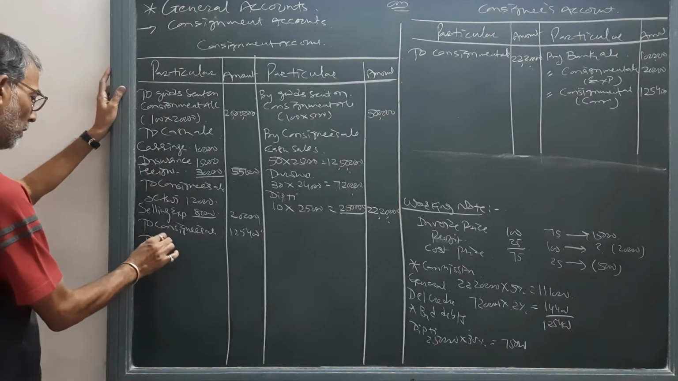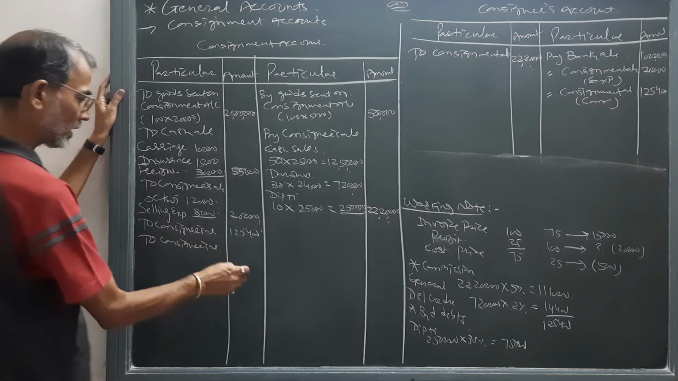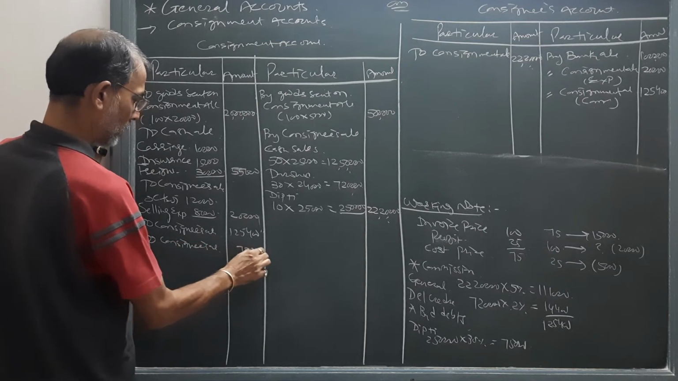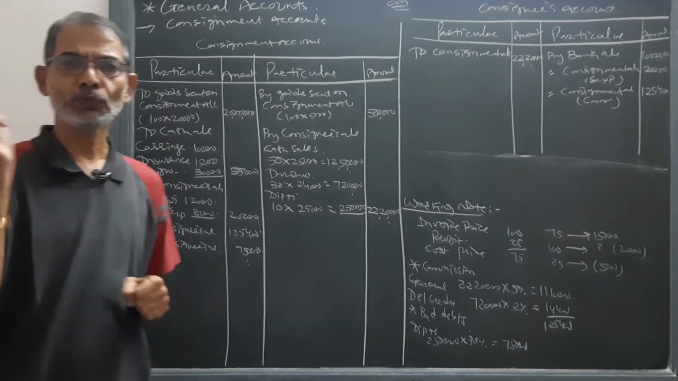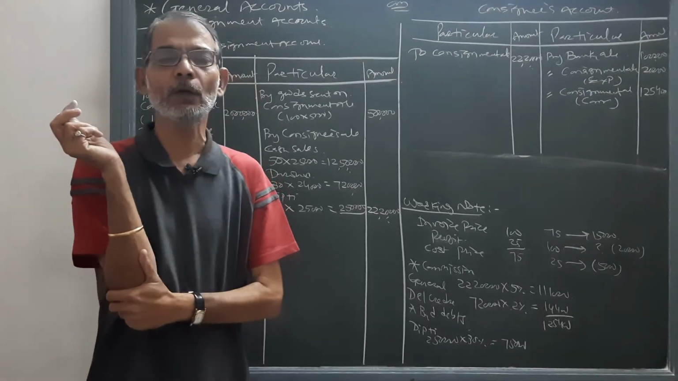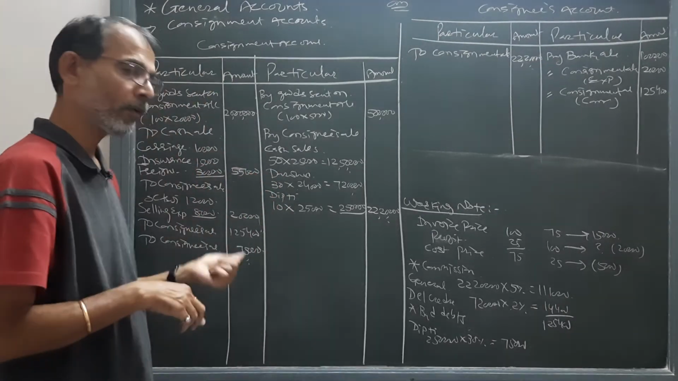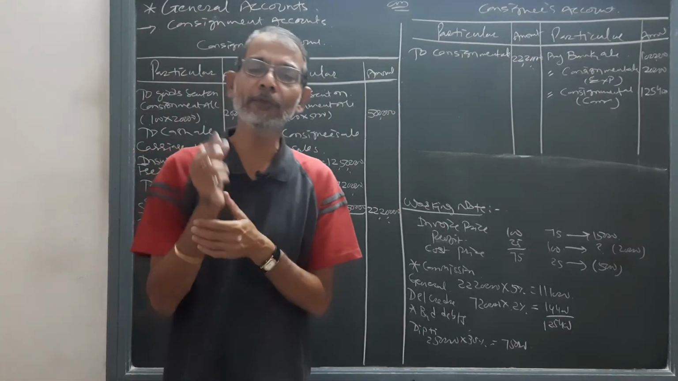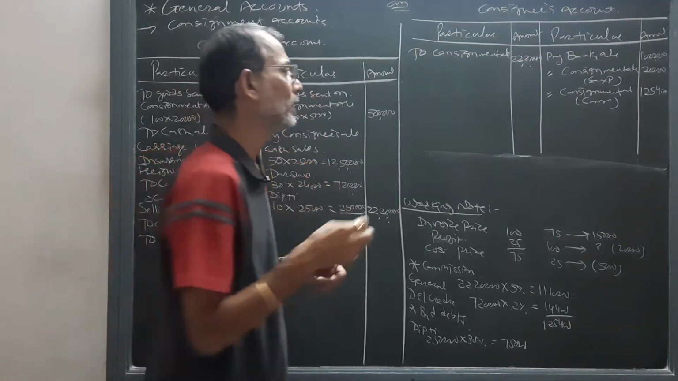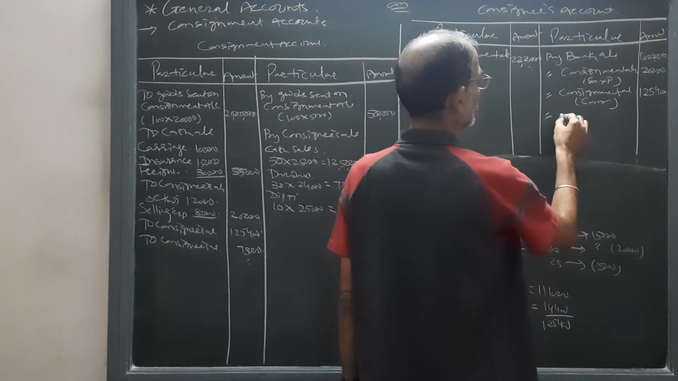To consignee's account. Why we are writing this bad debts to credit side of the consignee's account? Because he will receive less amount from the Dipti. So obviously he is not going to pay from his pocket. That's why he will cut that amount from consignor's account.